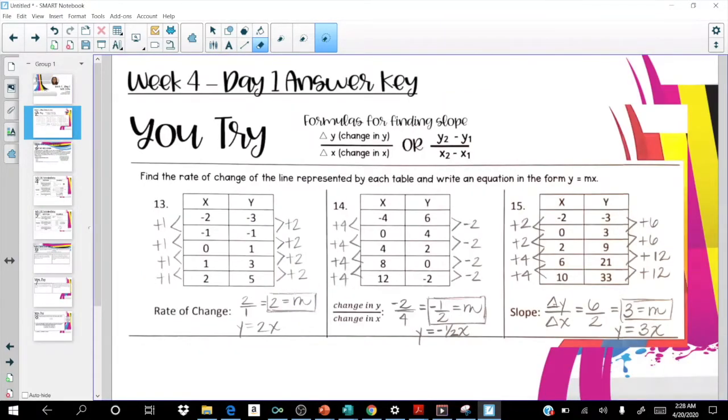So here we have week 4, day 1, answer key. Yesterday, you were supposed to solve these three questions by determining the slope from the tables, and also writing the equation y equals mx to represent the relationship. Please take a moment to check over your answers, check your work, and also look and see what you did differently if you did not get the answers correct.